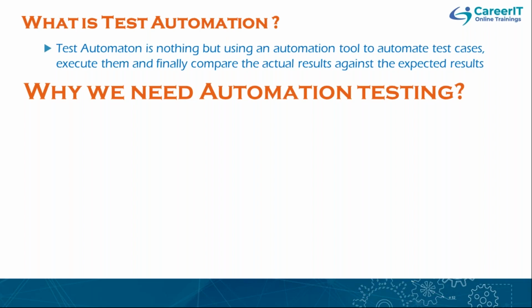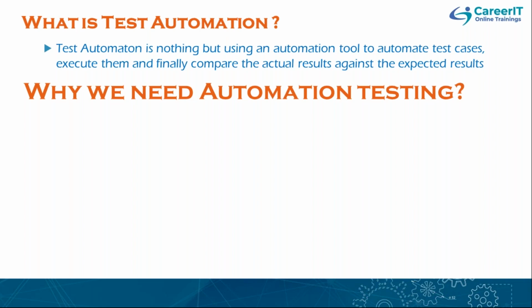Test automation is nothing but how a manual tester does the testing. He will write test cases, execute them manually, and compare the results against expected results. Similarly, we do all these things by using an automation tool. That is nothing but test automation, guys: using an automation tool to automate the test cases, execute them and finally compare the results. This is what we do under test automation.